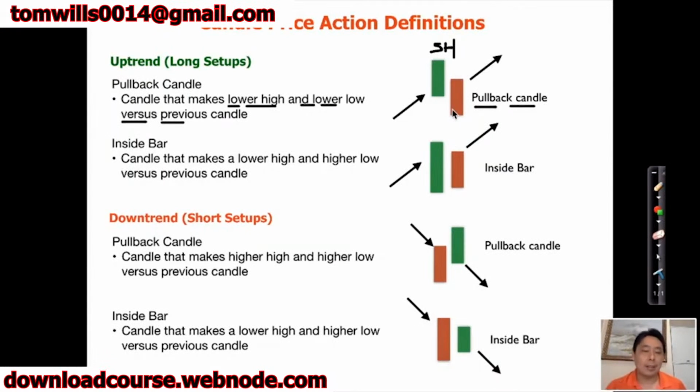Okay, next. What's an inside bar candle? An inside bar is a candle that makes a lower high, but this time a higher low as compared to the previous candle.